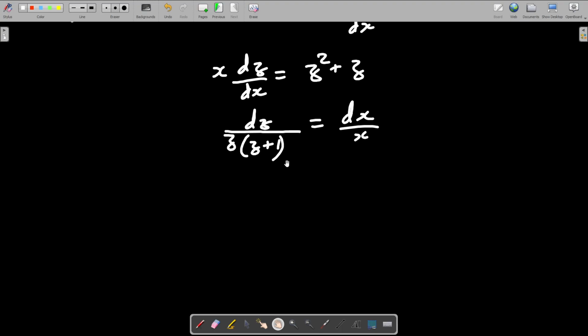What will you do? What's the method to integrate this? Forgot or what? Going to integration by parts for this? When did you apply integration by parts? When you have a product of two functions, right? That is okay. Here you have a product of two functions. I can see that. Okay, what are the two functions? 1 upon z into 1 upon z plus 1.